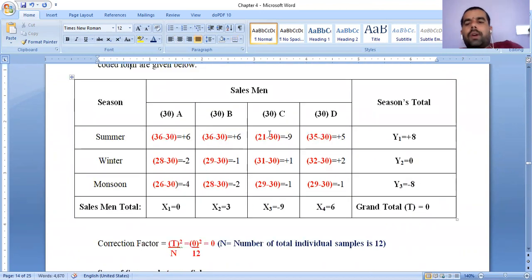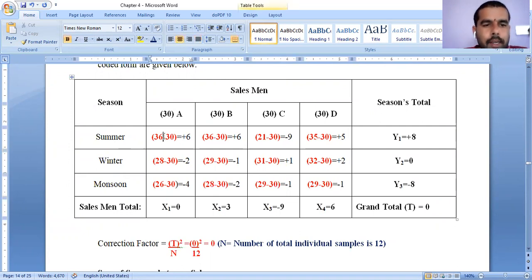This is a table you have to write. Copy the same table from the question paper. Here: seasons, summer, winter, monsoon, then salesman total, salesmen A, B, C, D, then seasons total. Observe carefully, these 30 is there, 28, 26.